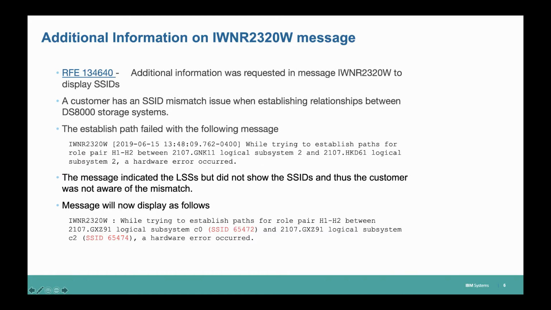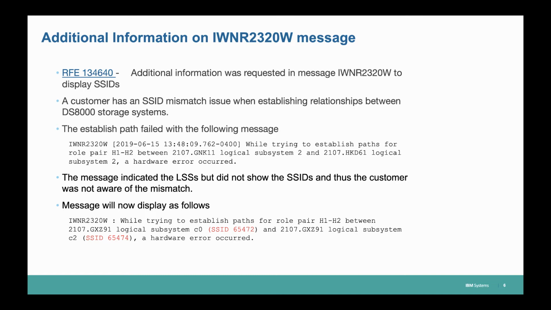All right, the next one is RFE 134640. What happened was the customer got an error message, a 2320W message, which specified that there was a hardware error between two logical subsystems, two LSSs, when trying to establish pathing. But because CSM kind of hides the SSID, they never knew that there was the issue. The main issue was that there was an SSID mismatch. And so what they asked was for us to include the SSID in that message.